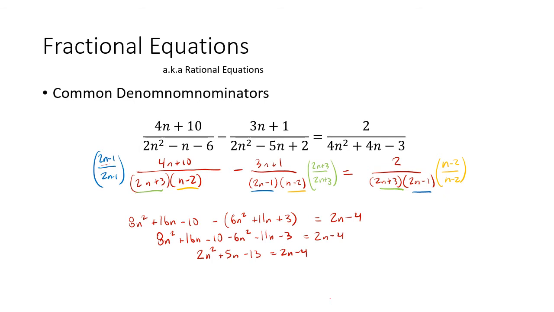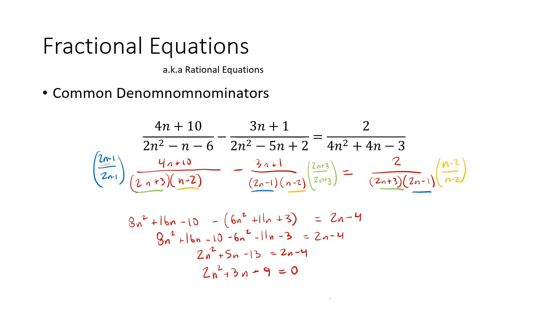Combine like terms some more, so subtract the 2n over, we have 2n squared plus 3n, and then negative 13 plus 4 is minus 9, right? Alright, so that equals 0. And then we're going to need to factor this guy.